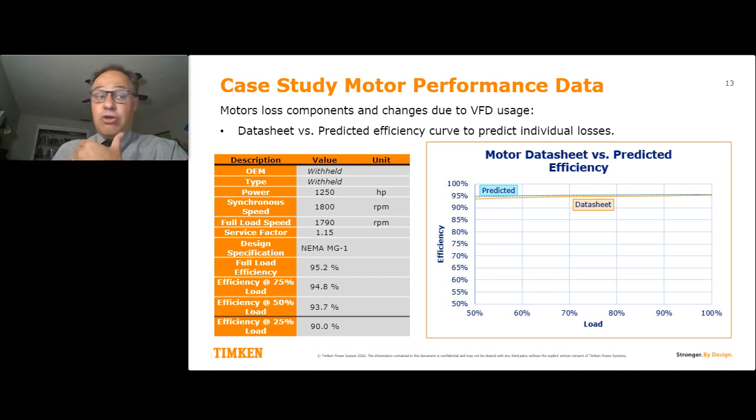Again, the end user might not have this OEM data. He might just know the speed, the horsepower, maybe service factor and the current, and that's it. He doesn't know what the efficiency is at 100%, 80%, 50%. And the idea was to provide him a tool to calculate it for an existing plant, even if he does not have the data. So we can see there's a good correlation between the data.